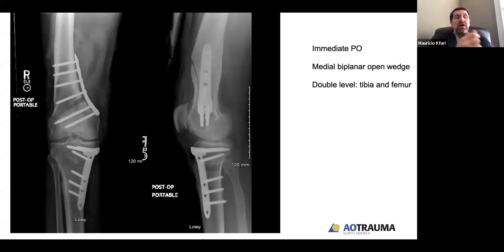As far as how long the osteotomy should be, I try to stay about 1 centimeter away from the cortex for the distal femur. I do the same thing for the proximal tibia. 1 centimeter is a very arbitrary number, but this is the number that I use.